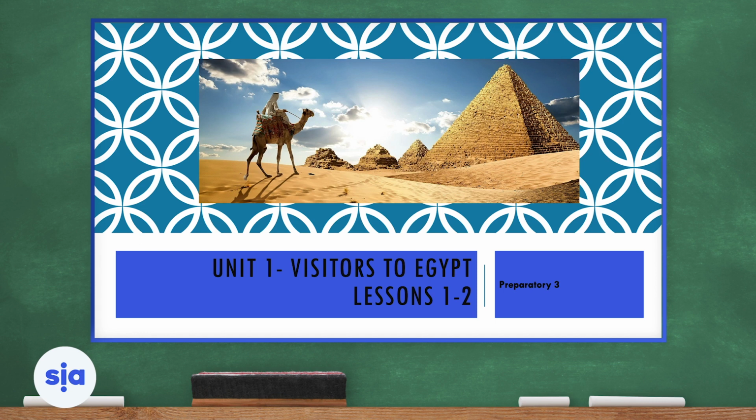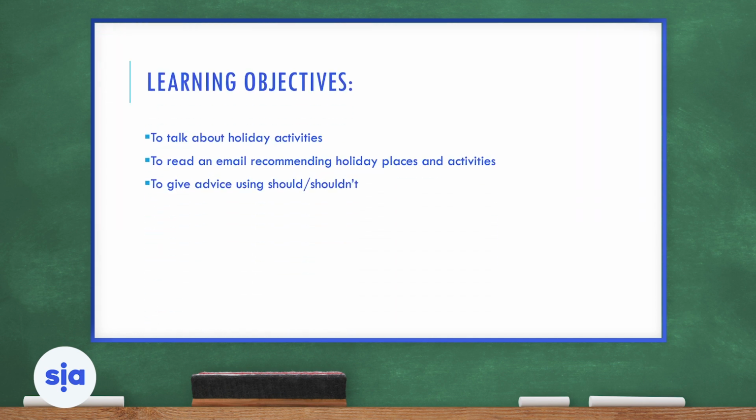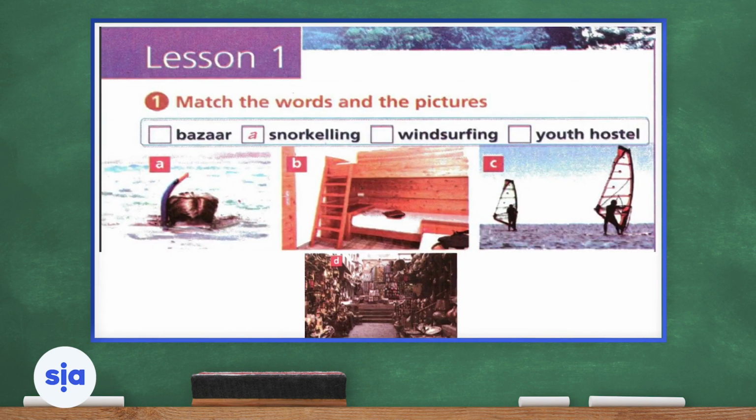Let's see our objectives for the day. We're going to be talking about holiday activities. We're going to read an email recommending holiday places and activities, and we're going to give advice using should and shouldn't. So first of all, I'd like you to look at the slide that has 4 pictures and try to guess what each activity or each picture is.